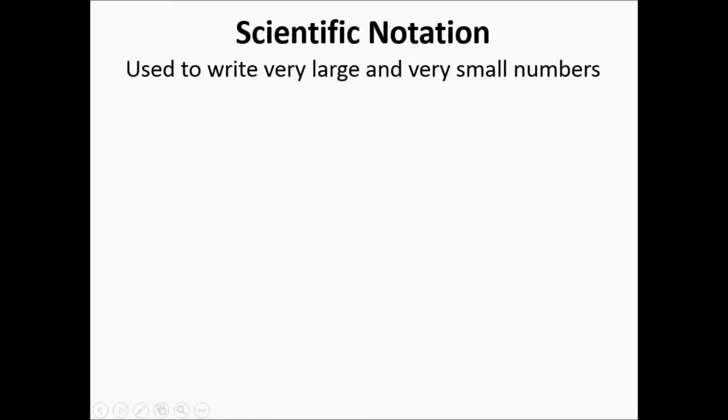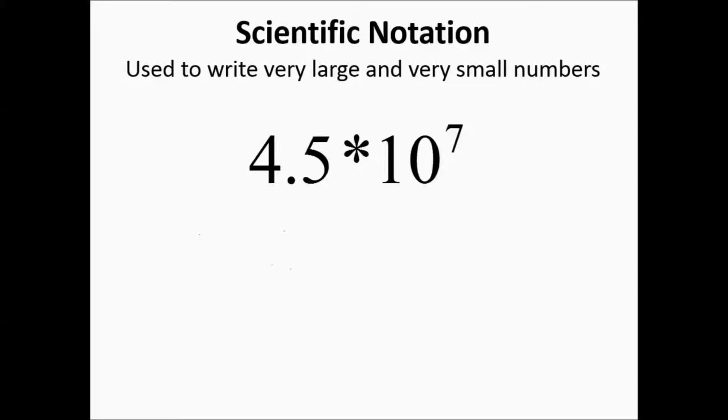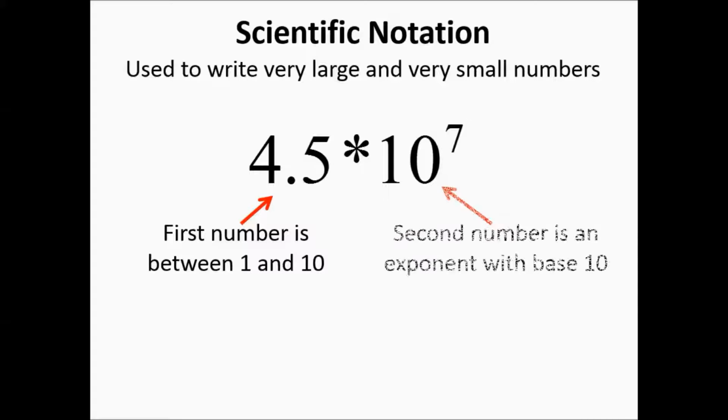Alright, this video is going to cover scientific notation. It's a way of writing really big and really small numbers. And it involves two items, two numbers and an expression. We have this 4.5 times 10 to the power of 7. Your first number is always going to be between 1 and 10. And the second number that's being multiplied is always going to be an exponent, a base 10 exponent.